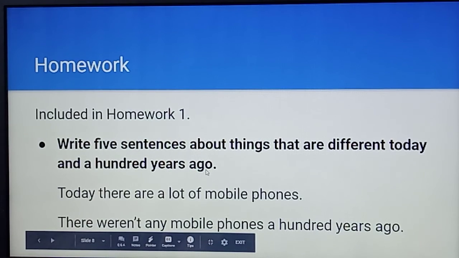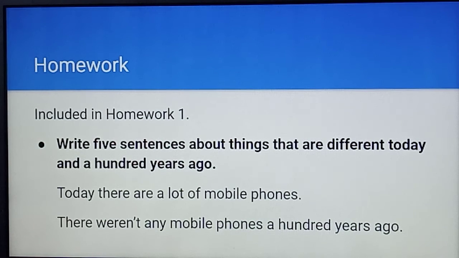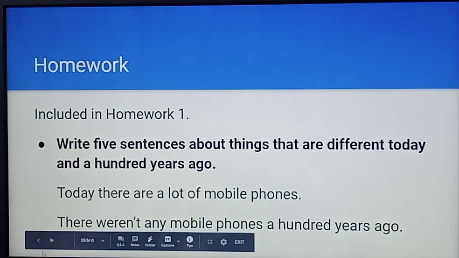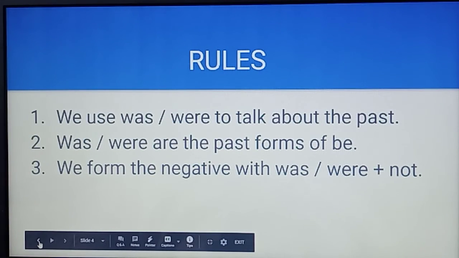Next, for your homework, what we just learned is about was, were, there was, and there were. So we can go and review the rules. What are the rules again? We use was, were to talk about the past, only in the past tense. Number 2, was, were are the past forms of be. Number 3, we form the negative with was, were, plus not.